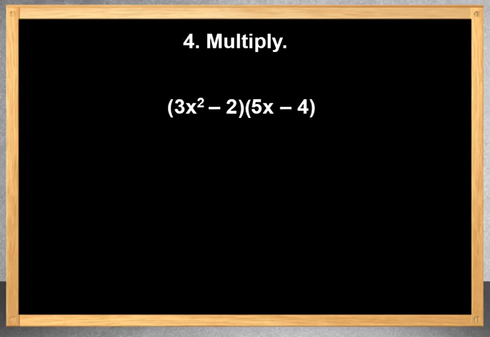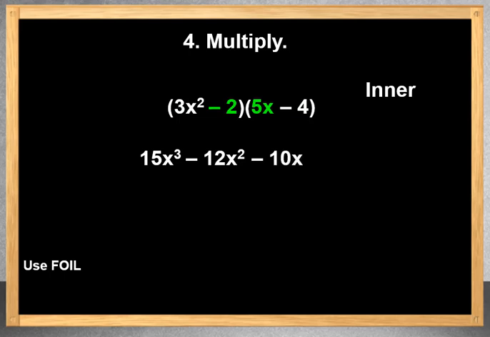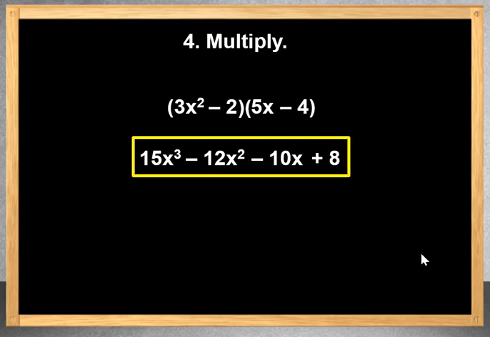Let's try another one. Again, we're going to use FOIL. First, 3x squared times 5x, that's 15x to the third power. And then these two will give us a minus 12x squared. The inside, negative 10, or minus 10x. And two negative numbers multiplied gives you a positive 8x. Now all four terms are different. They're not like terms, so you would just enter that as your final answer.